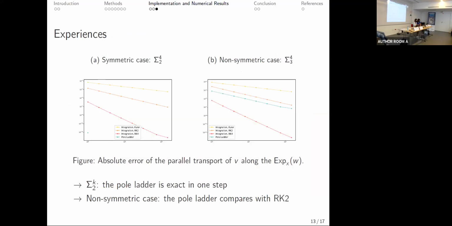These experiments just translate the convergence properties, but in diagrams. As we see in a symmetric case, for example a Kendall shape space of dimension 2, it is exact in just one step. But in a non-symmetric case, pole ladder is equivalent to a method of order 2, while the method of order 4 converges faster. So that is the comparison from the numerical point of view, let's say.